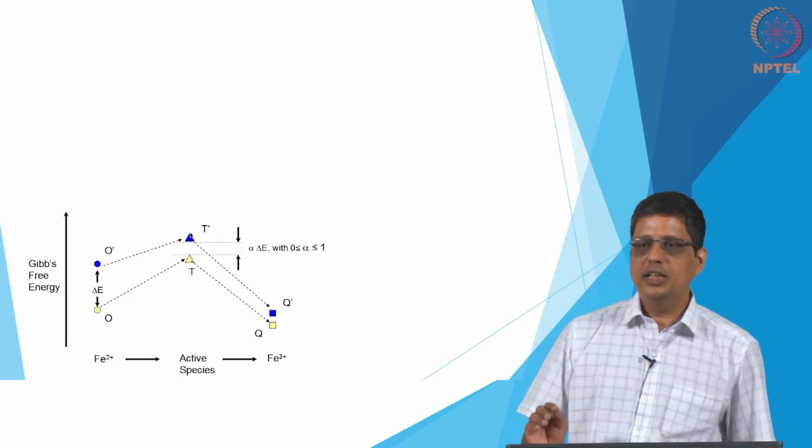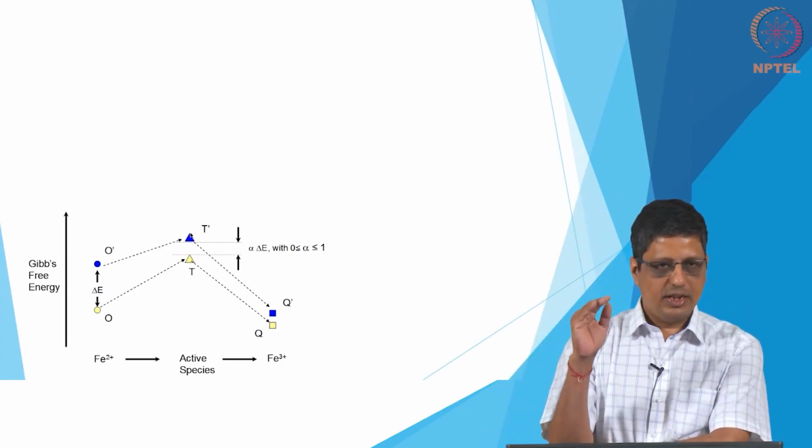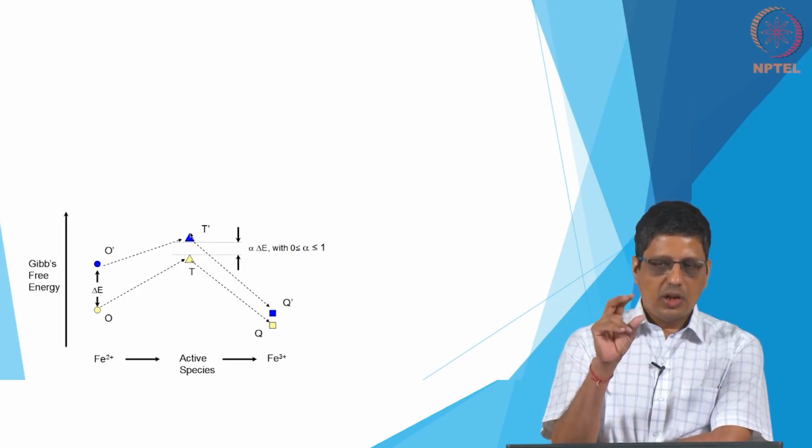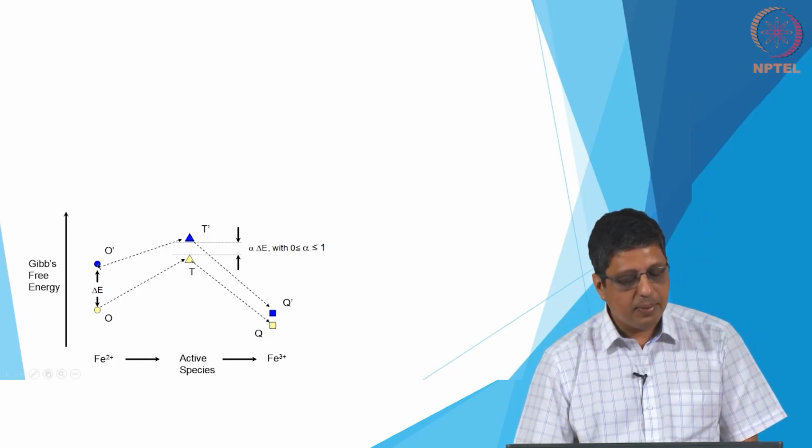So, the rate constant is related to delta G. Rate constant is given as exponential of delta G. Now, I change the delta G. Previously it was T minus O, now it is T prime minus O prime.